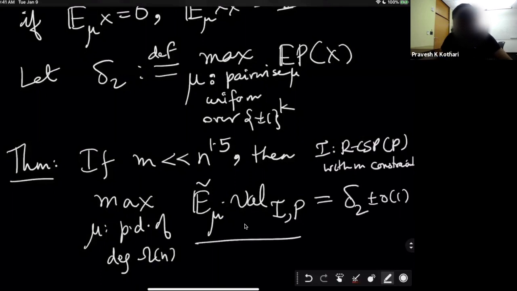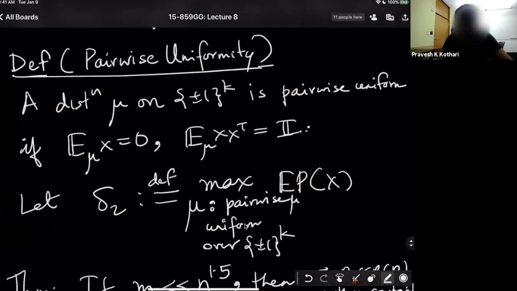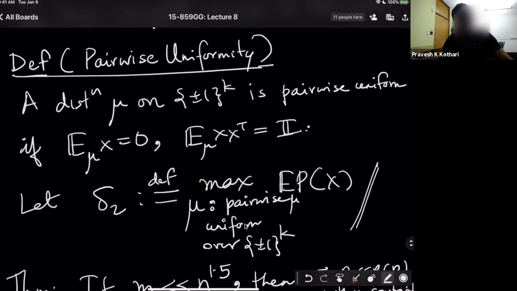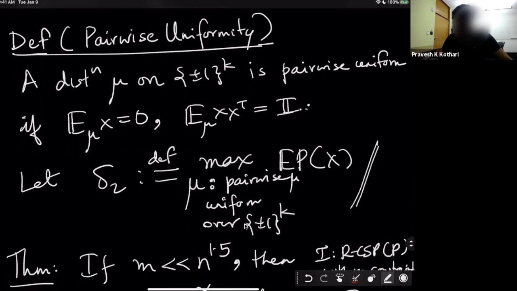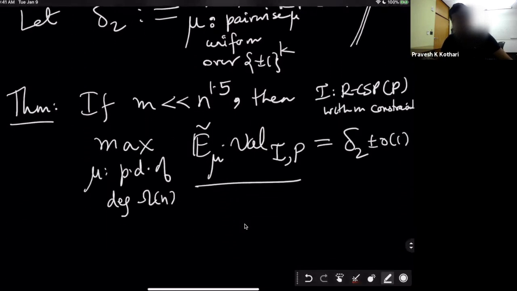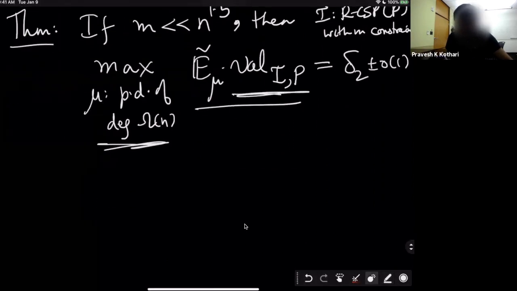So what this theorem says is that you have this simple property which depends only on the predicate, which is its maximum expectation over all pairwise uniform distributions. And it completely describes what happens to the maximum pseudo-expectation of the fraction of constraints satisfiable by any assignment in this instance I under any pseudo-distribution of degree some Cn. Why is this statement interesting?